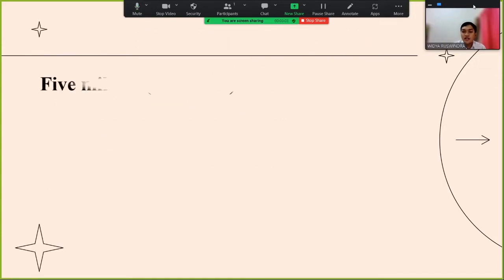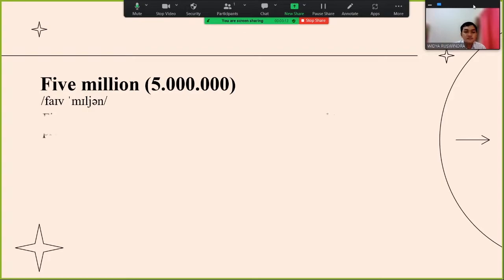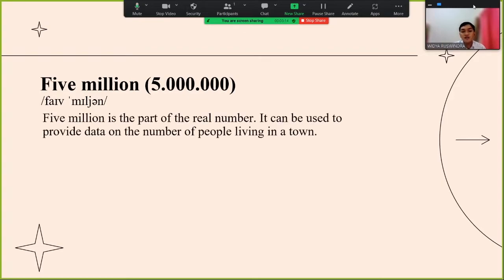Okay, next vocabulary is 5 million. The pronunciation of 5 million is 5 million. Okay, 5 million is the part of the real numbers. It can be used to provide data on the number of people living in a town. Example, a town of 5 million inhabitants.